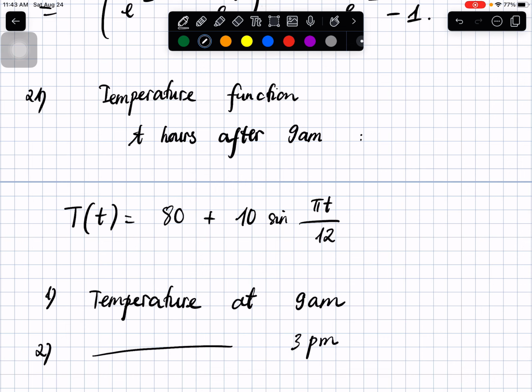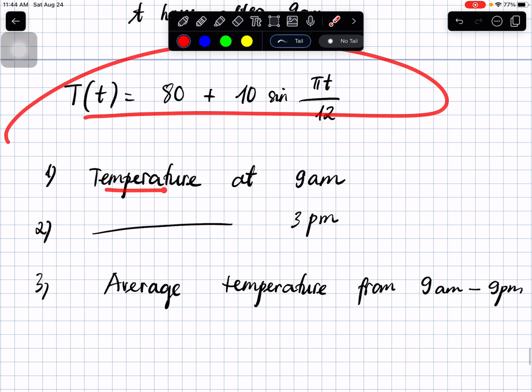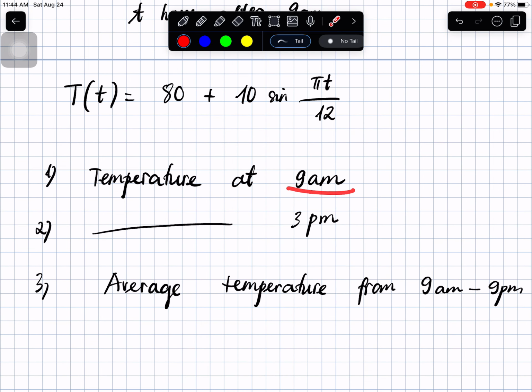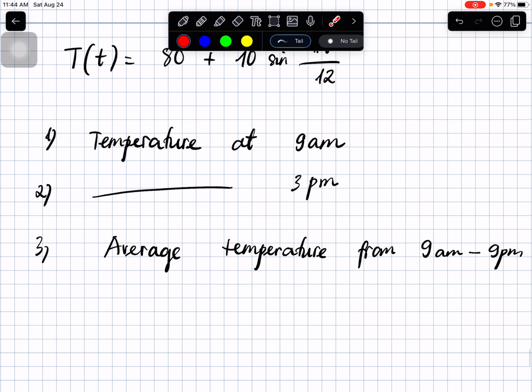Okay, we have the temperature function T hours after 9 a.m. So the temperature function is a function in T, where T is how many hours after 9 a.m. It is given by this formula. We need to compute the temperature at 9 a.m., the temperature at 3 p.m., and the average temperature from this to that. Okay, so first, the temperature at 9 a.m.